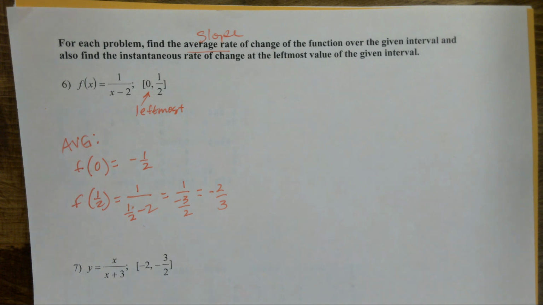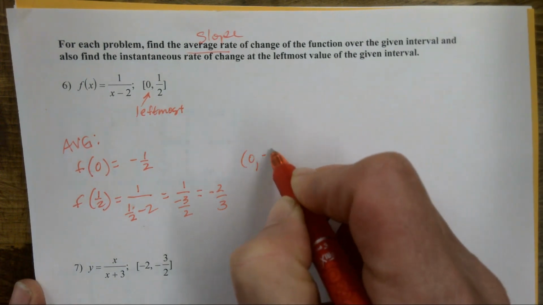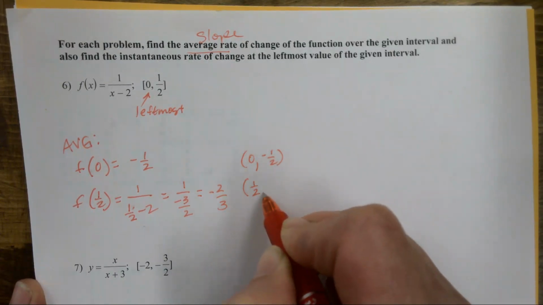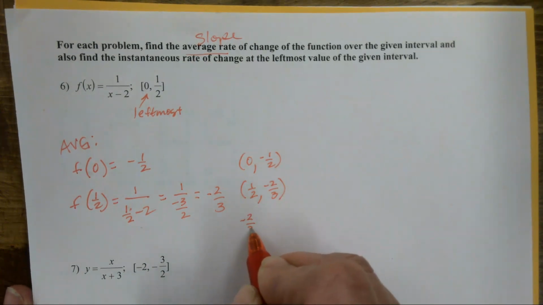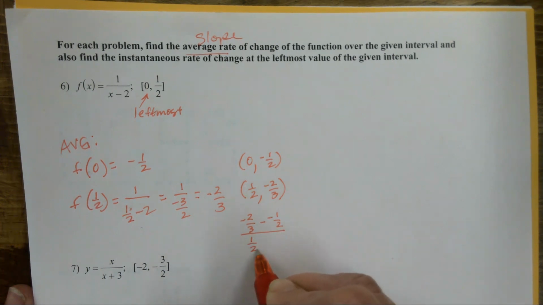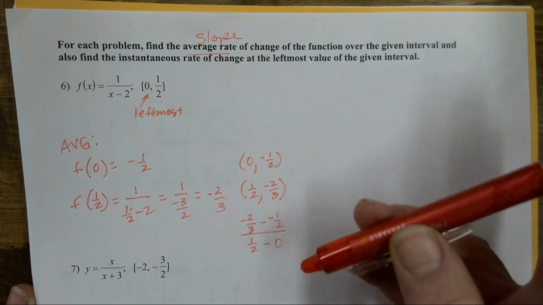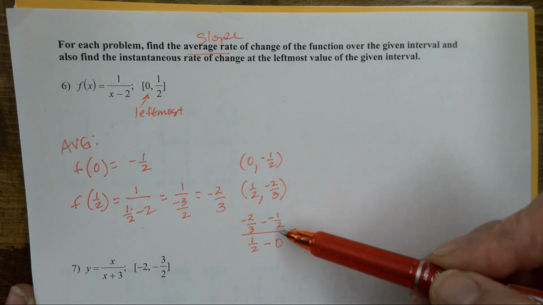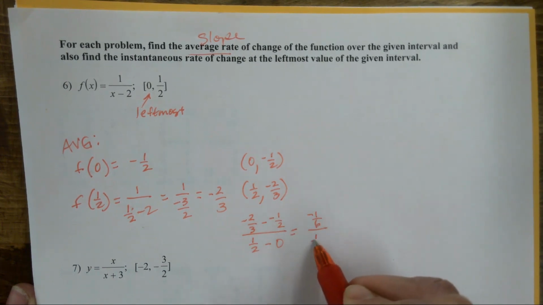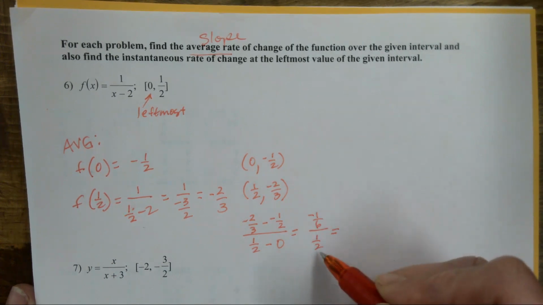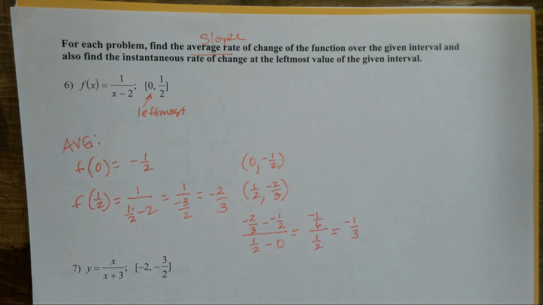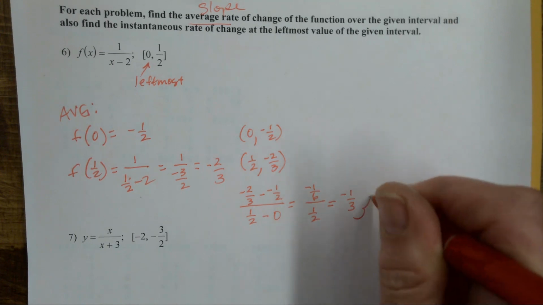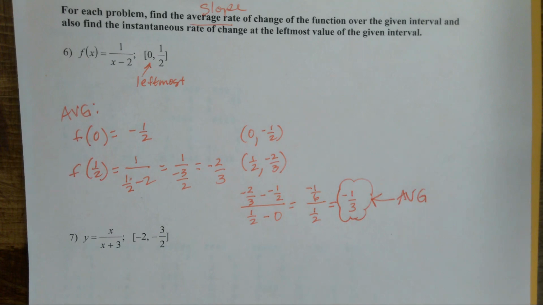So again, for my average, I have the point 0, -1/2, and I have the other point 1/2, -2/3. When I find my change in y's over change in x's, I will do -2/3 minus -1/2 over 1/2 minus 0. -4/6 plus 3/6 gives me -1/6 over 1/2. And I believe that's -1/3 if I am doing my math correctly. So -1/3. Again, this is my average rate of change. Average is the slope. It requires 2 points.